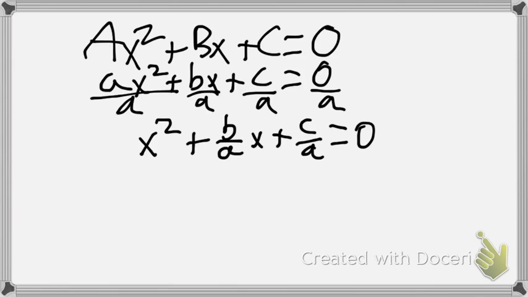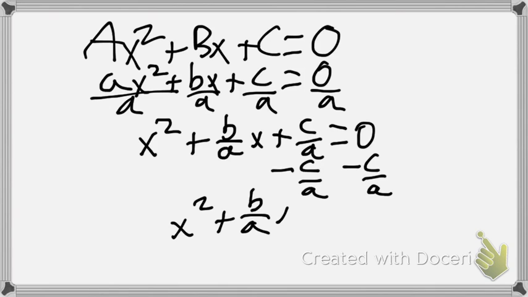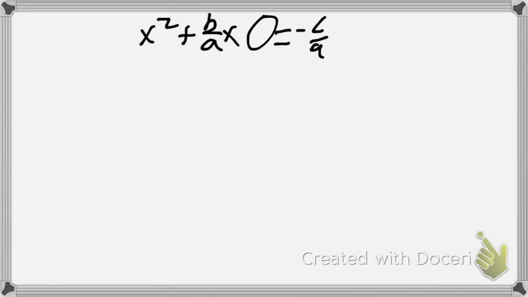So we have x squared plus b over a x plus c over a. So to complete the square, we want to subtract c over a from both sides. And that's going to give us x squared plus b over a x equals negative c over a. So then what we mean by completing the square is we fill in that spot right there so it is a perfect square on the left-hand side.